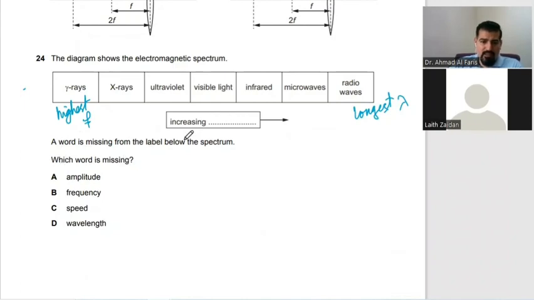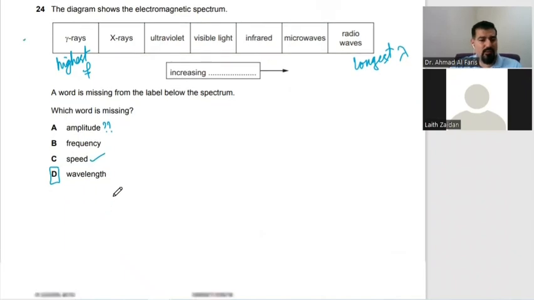When we go to the right, exactly, they have D, the longest wavelength. All of them in vacuum have the same speed. The amplitude depends on the source, and the frequency, whenever we go to the left, it will increase, not to the right. Okay, this is question number 24.